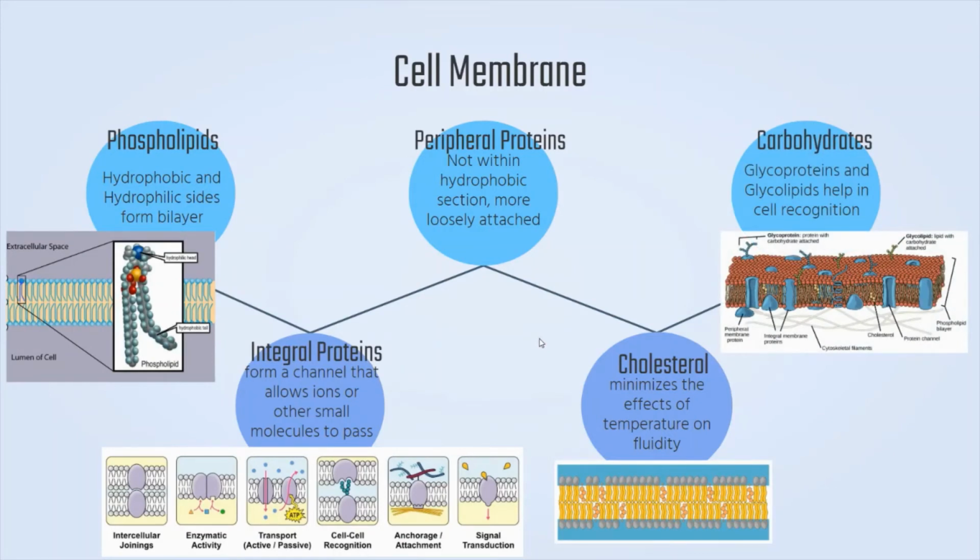And finally, we have carbohydrates. And things such as glycoproteins and glycolipids help in cell recognition. So the difference between these is a glycoprotein attaches to a protein, like the integral proteins, whereas a glycolipid will attach to a phospholipid, one of these.